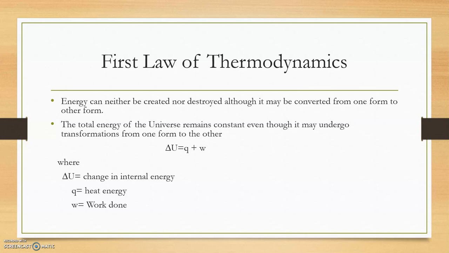First law of thermodynamics mathematical formula is delta U is equal to Q plus W, where delta U is equal to change in internal energy, Q is nothing but heat energy, W is equal to work done on the system or by the system.